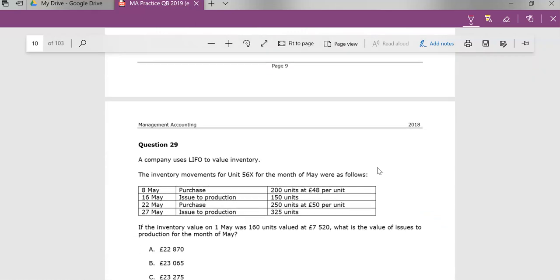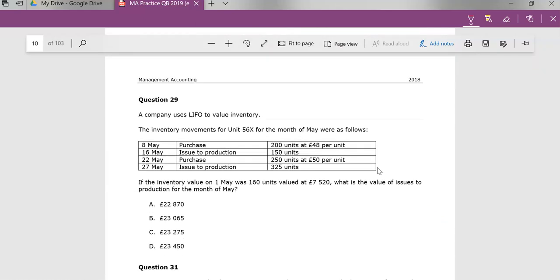And then finally, 29, which is the last question here. What we see here is this question of LIFO. This is quite routine, but I think it's good practice. Make sure you're comfortable with it and practice it. Be careful of the word issue. What's the value of the issues? Because that's what they're looking for here. Sometimes the question might ask, what's the value of the closing inventory? Just always make sure you're happy. Let's quickly run through it.